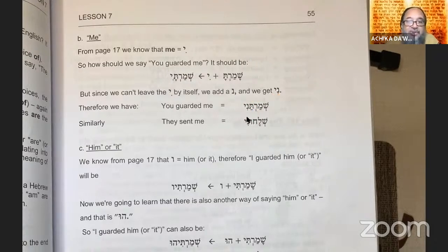So if I was to interpret this, I would go, me, you guarded, or you guarded me. That is in the past.